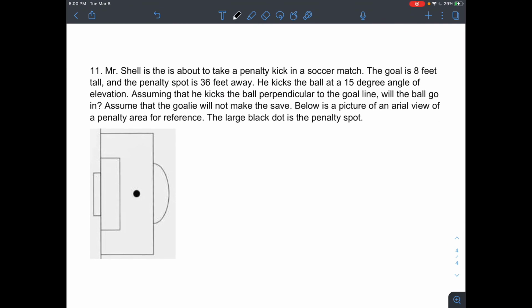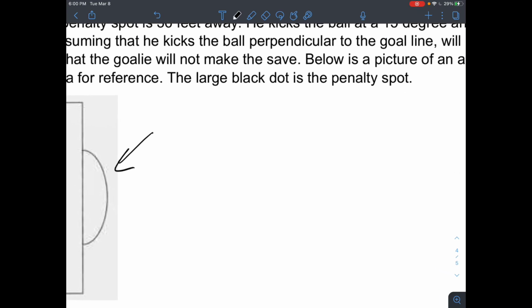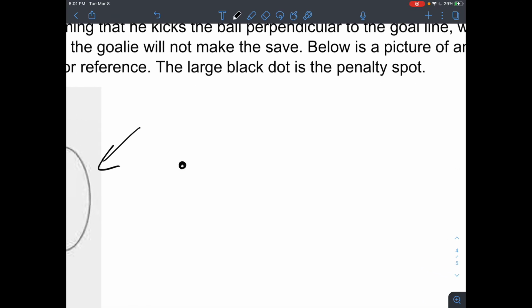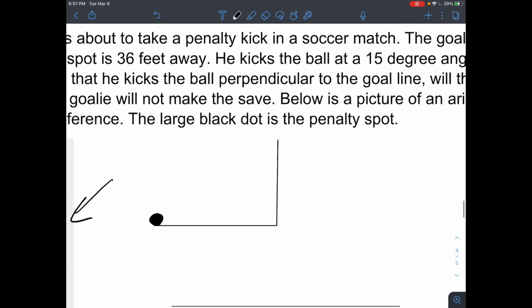So let's take a minute and read this question. So Mr. Shell's about to take a penalty kick in a soccer match. The goal is 8 feet tall. So this is an aerial view of the soccer goal. So let's look at a side view. So if this is our ball, I would hope that most of you are at least somewhat familiar with the greatest sport on earth. And if you aren't, you need to get hip.